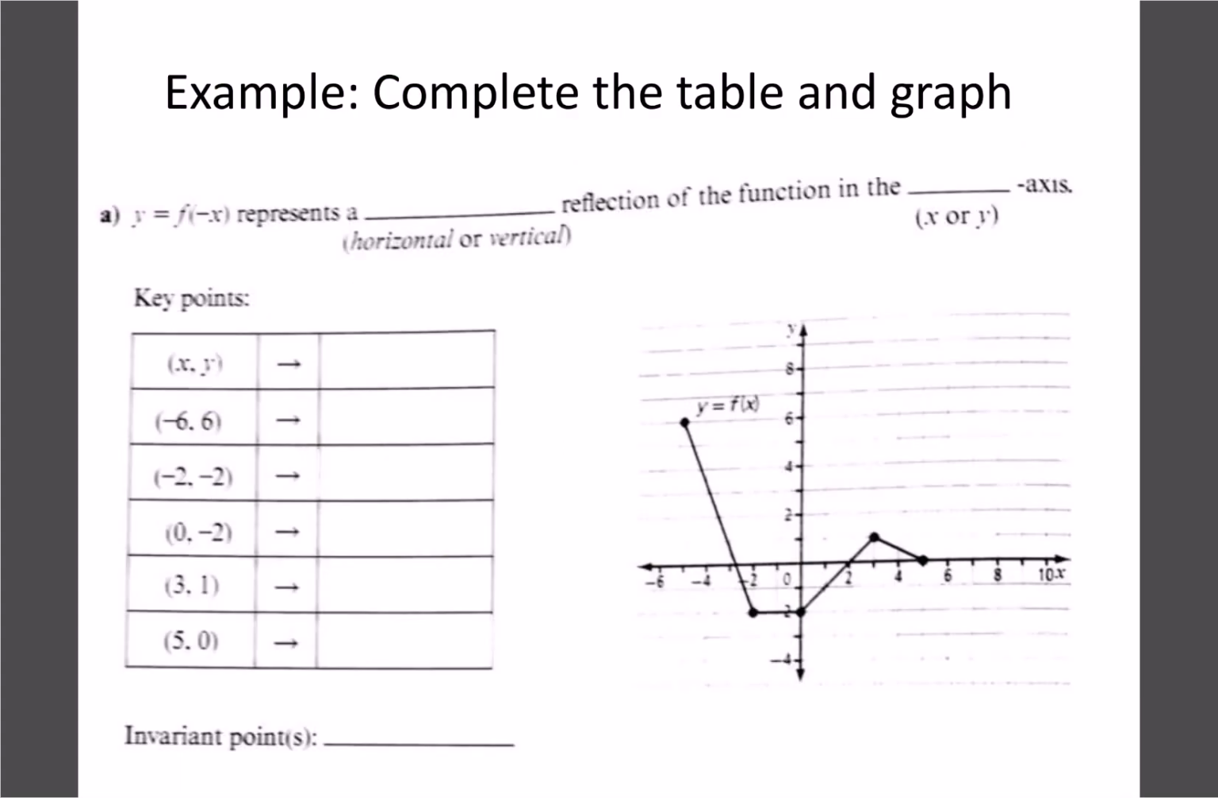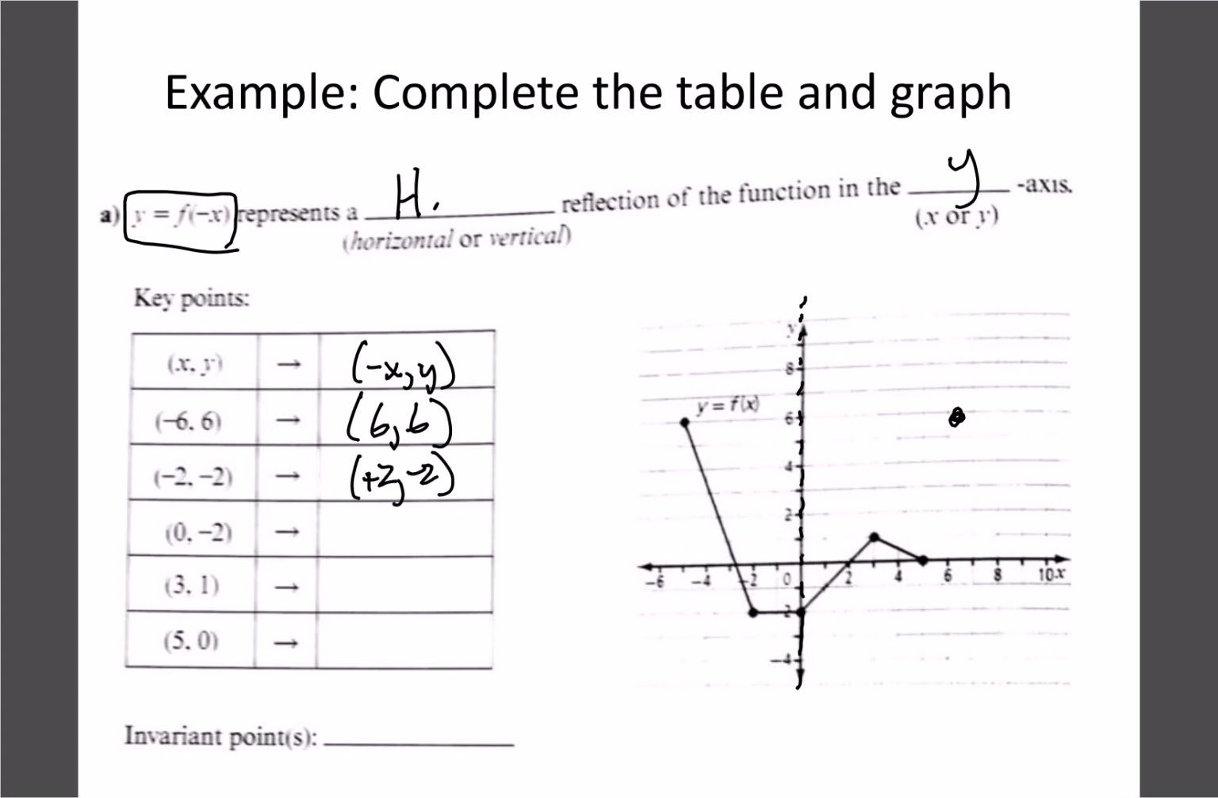So let's go through a few examples. The first one we have here is saying y equals f of negative x. So that's going to be our horizontal reflection. And because it's horizontal, we're going to flip it across the y-axis. Okay, so remember then when horizontal, our x-coordinates become the opposite. So this first one we have negative 6, 6. That coordinate's going to become positive 6, 6. So let's draw that one over here. The one that's at negative 2, negative 2, it'll become positive 2, negative 2. So that's down there somewhere.